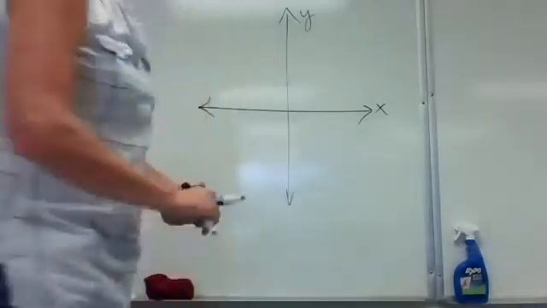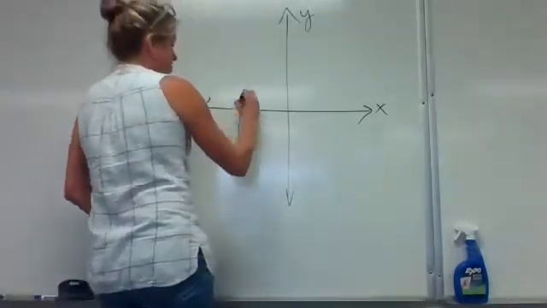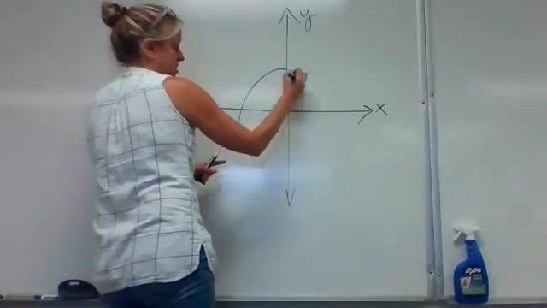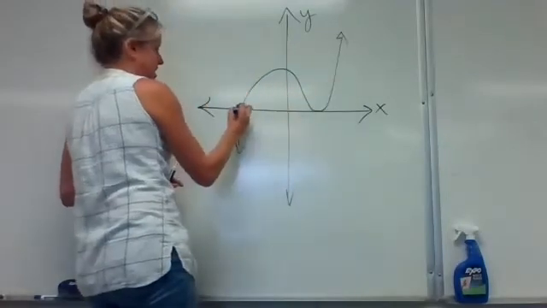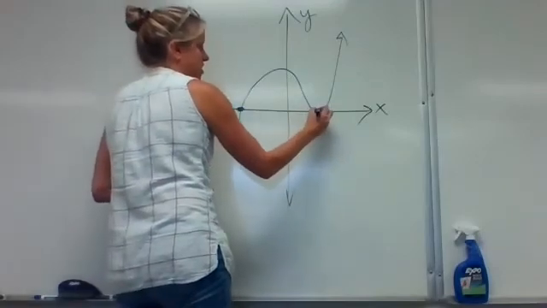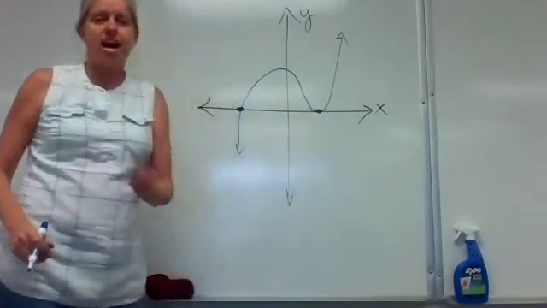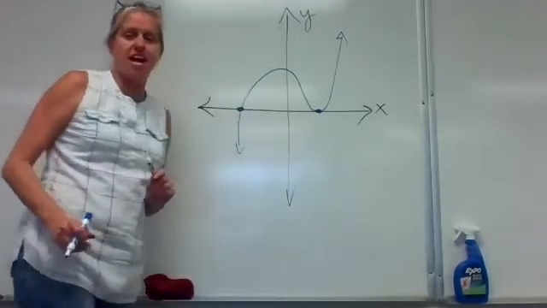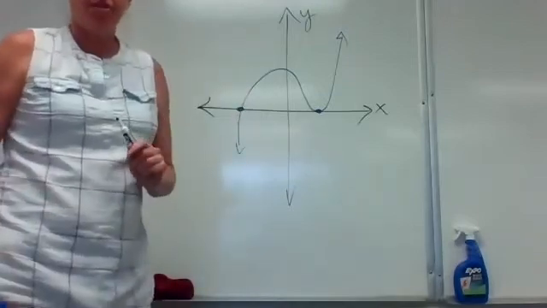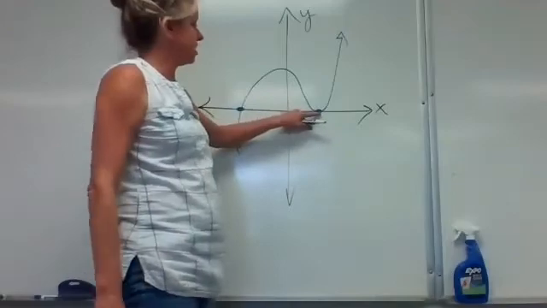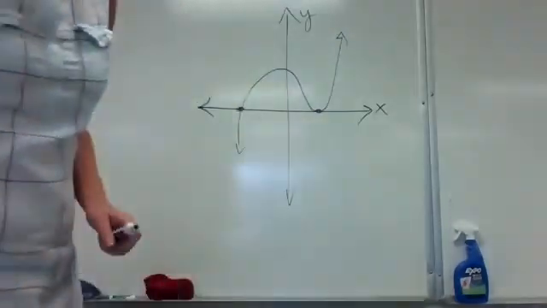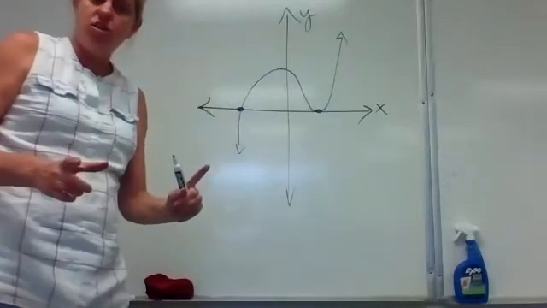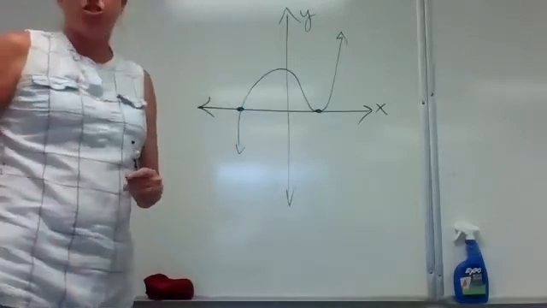Okay, you can be an x-intercept by crossing the x-axis, or you can be an x-intercept by touching it. This is an x-intercept, and so is this. So there are two different kinds. You either cross through the x-axis, or you touch the x-axis and go the other way. Your multiplicity of the factor tells you which is which.